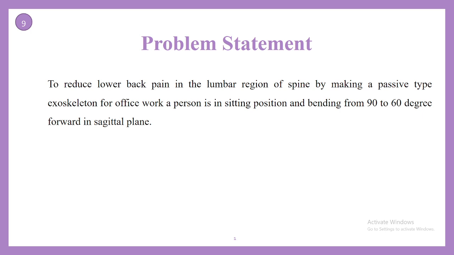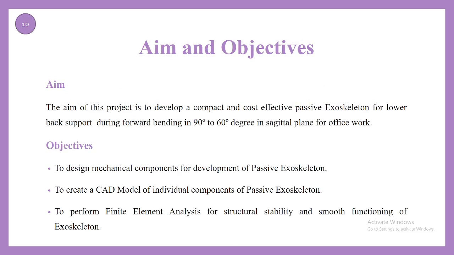So basically, what is the problem? The problem is to reduce the lower back pain in the lumbar region of the spine by making a passive type exoskeleton for office work. A person is in sitting position and bending from 90 to 60 degrees forward in the sagittal plane. The aim of this project is to develop a compact and cost effective passive exoskeleton for lower back support during forward bending from 90 to 60 degrees in the sagittal plane for office work. It is not meant only for officers, but for people who are doing work in a sitting position.